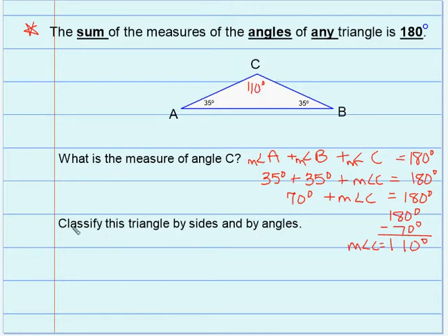Now, let's classify this triangle by sides and by angles. And this is a typical type of question that you will be asked. And notice there will be two answers. So make sure you answer both of the questions. So classifying the triangle by sides, I need to look at my side lengths. And it doesn't tell me what my side lengths are.